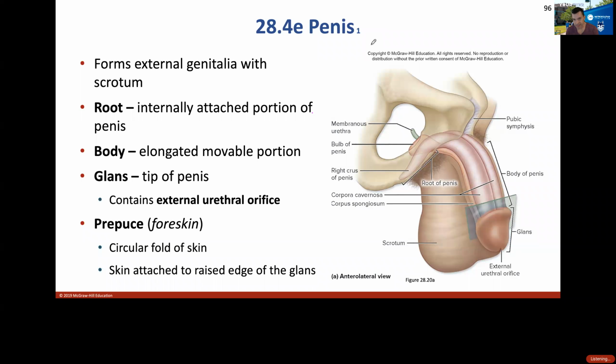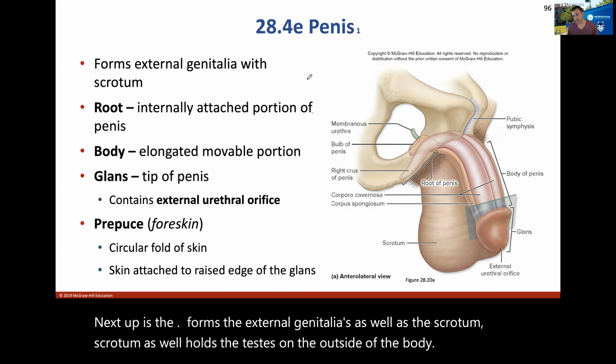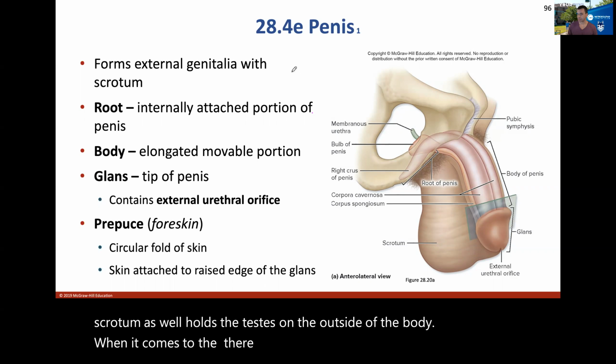Next up is the penis. Penis forms the external genitalia as well as the scrotum. Scrotum is what holds the testes on the outside of the body. When it comes to the penis, there are three basic parts to it.